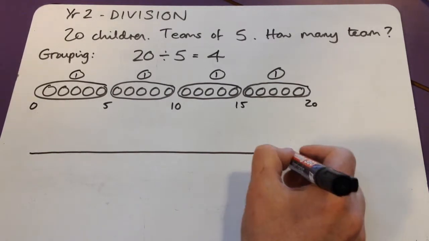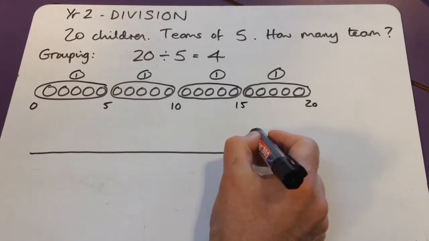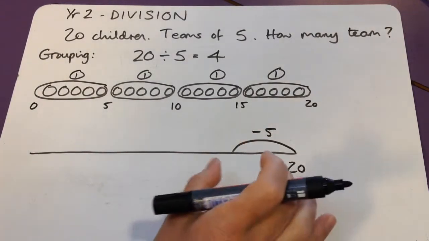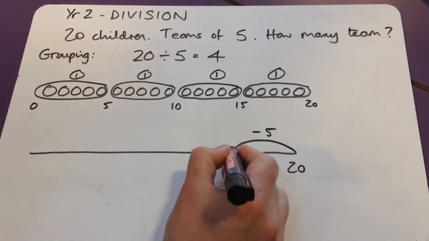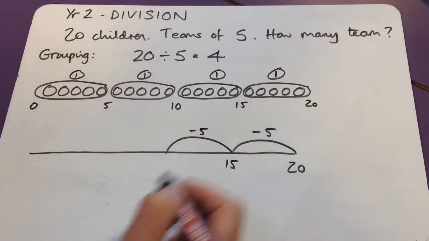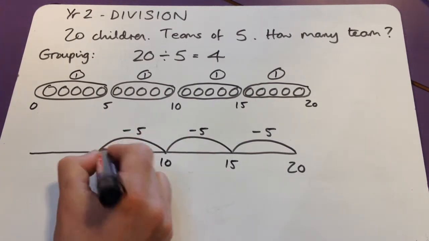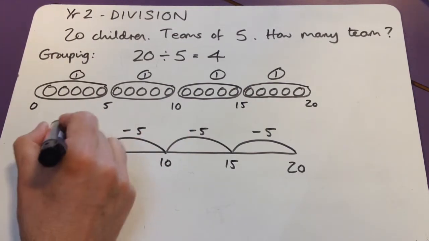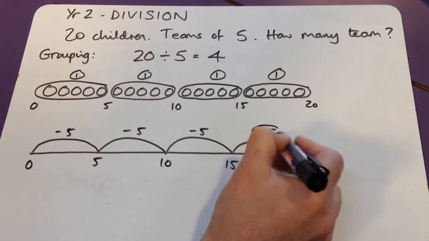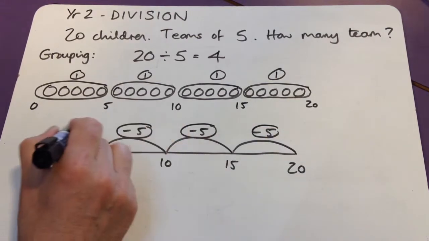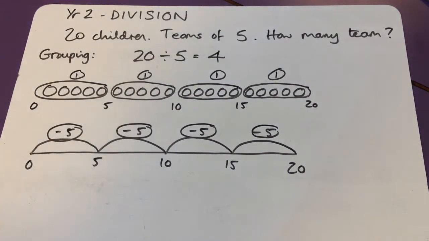Children can draw this in their books. We've got 20 children, so we can count back in 5s, repeated subtraction, repeatedly taking away equal groups until we've got none left. 20 subtract 5 is 15, subtract another 5 and that gives us 10, subtract another 5 and that gives us 5, and then subtract another 5 and takes us to 0. And each 5 that we take away is a team. So that's 1 team, 2 teams, 3 teams, 4 teams. Again, 20 divided by 5 equals 4.